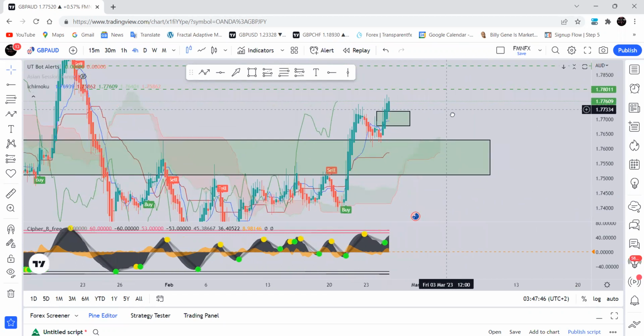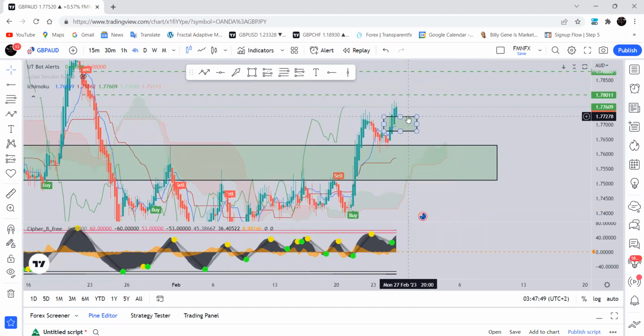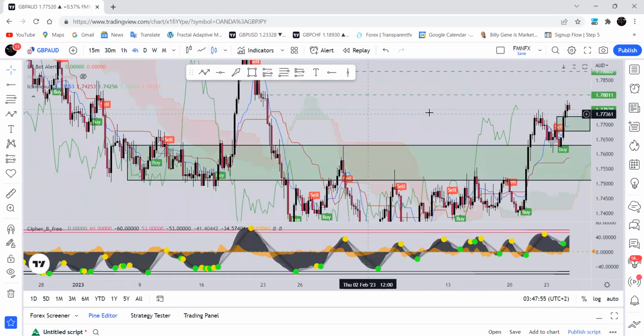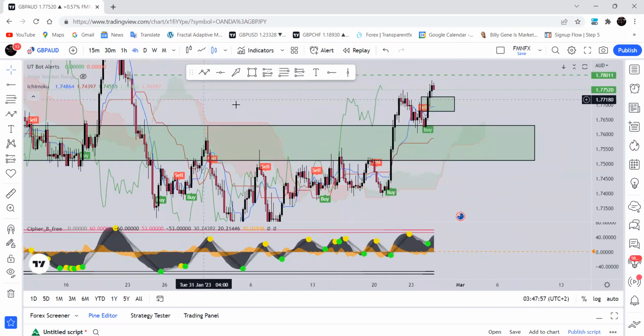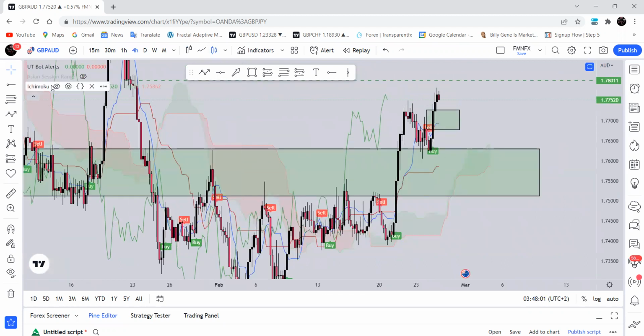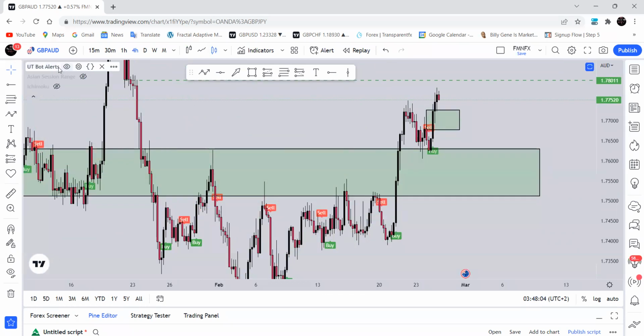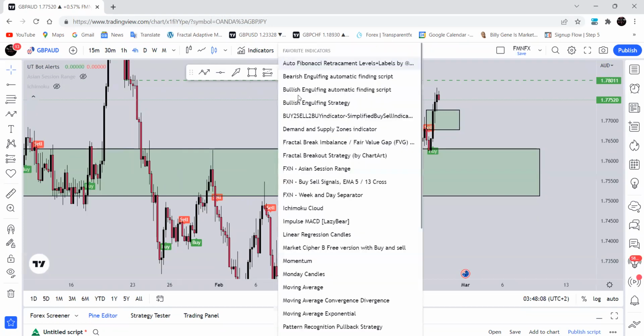All right, so it's impulsing, so we do get a pullback. Take the trade. Take the trade. Yeah, you're like, oh, what kind of indicator is that? Well, let me show you. So besides the Ichimoku, I do have the UT Bot Alerts.